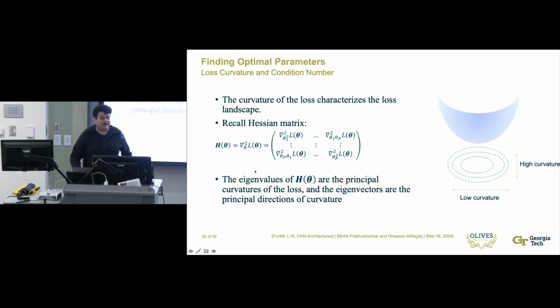So for instance, the eigenvalues of this H of theta are the principal curvatures of the loss, and eigenvectors are the principal directions of curvature. Now, technically, this is the first time we are looking at the words eigenvalues and eigenvectors in the course, but it's very similar to the U and V that we saw in terms of the singular value decomposition before. The only difference is that now we are looking at a symmetric matrix. So it's a much simpler version of singular value decomposition.